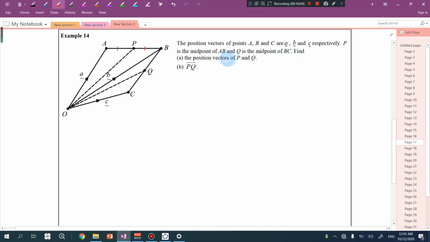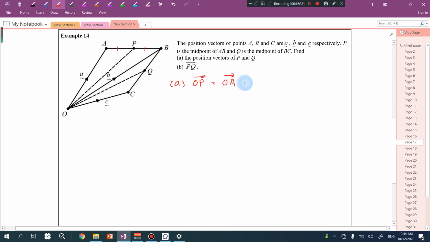Find the position vectors of P and Q. We want to find P, it means OP. The position vector of P will be OP, and the position vector of Q will be OQ. So we have a few methods here. One is faster and one is slower. I will use this method to show you first. Now I'm looking for OP. OP means OA plus AP, right?